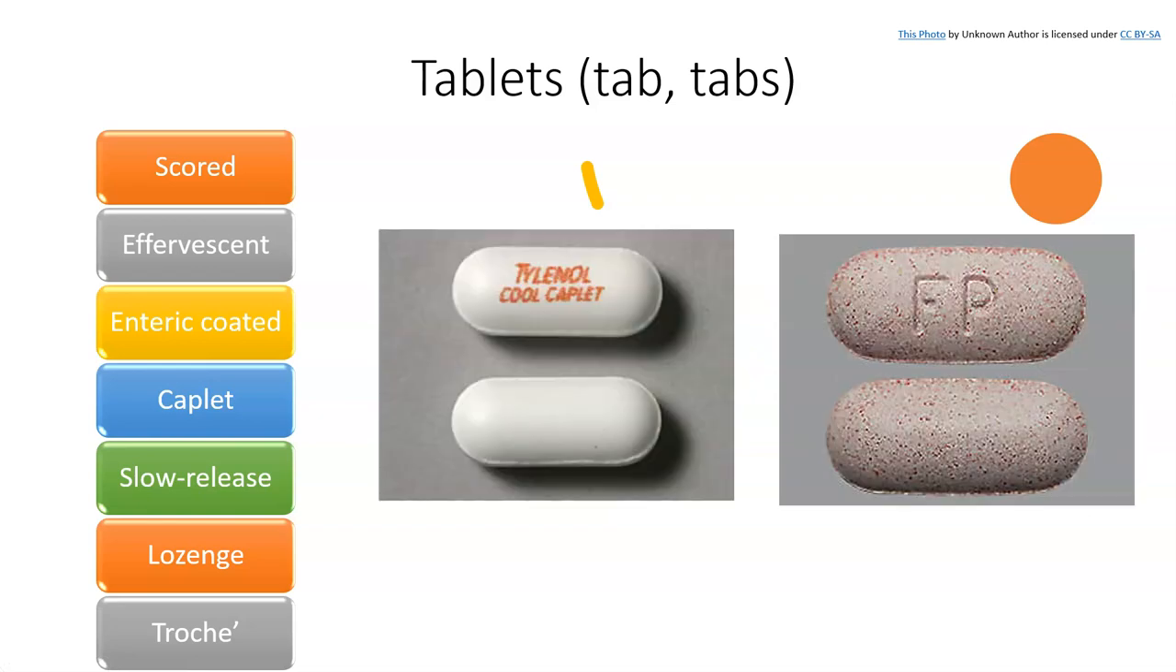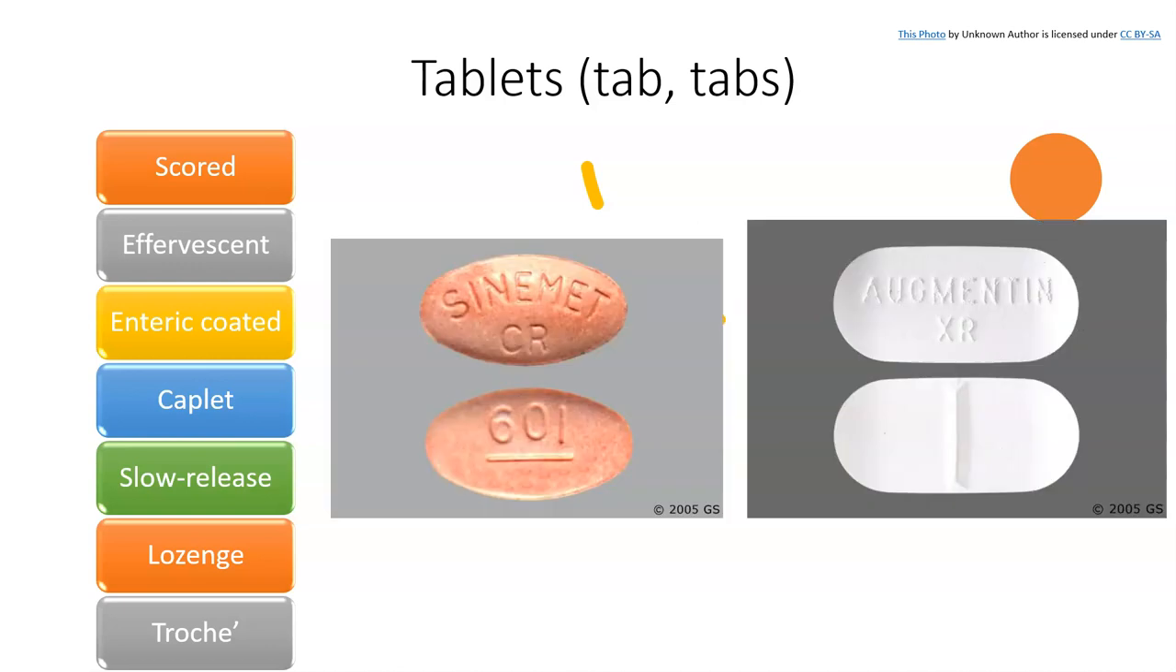A caplet is actually a tablet that's shaped like a capsule. So that helps with ease of swallowing. Sometimes a large round tablet could be hard for somebody to swallow, but when you streamline it in a capsule form shape, it's a little bit easier to swallow. But a caplet is a tablet. It's not a capsule. We have slow releasing tablets.